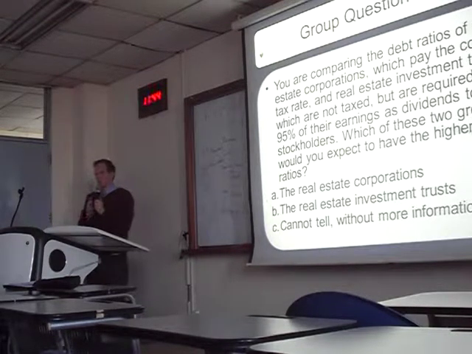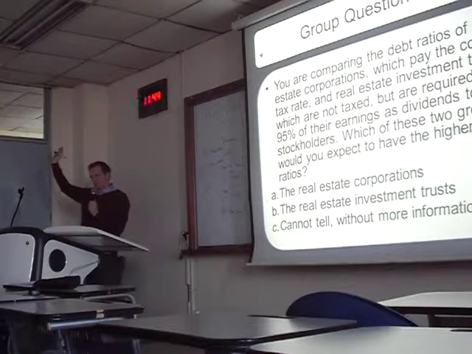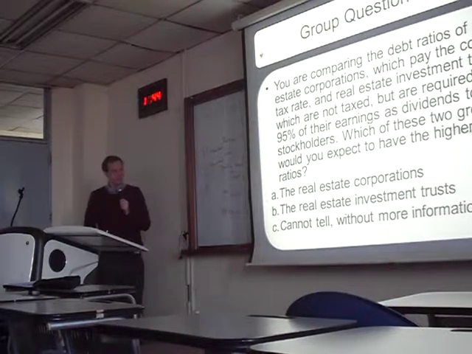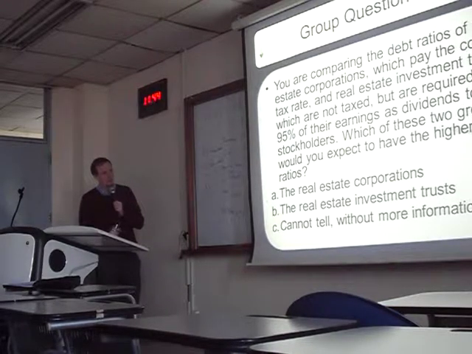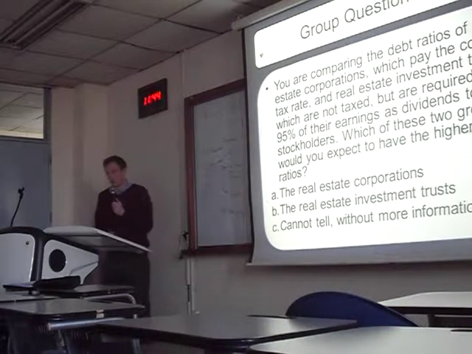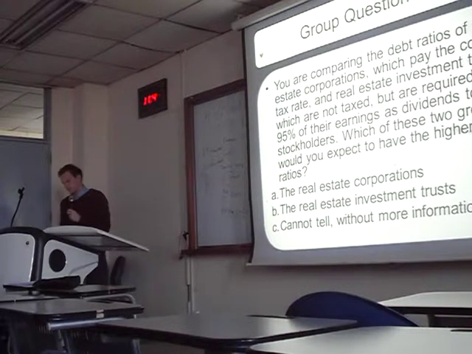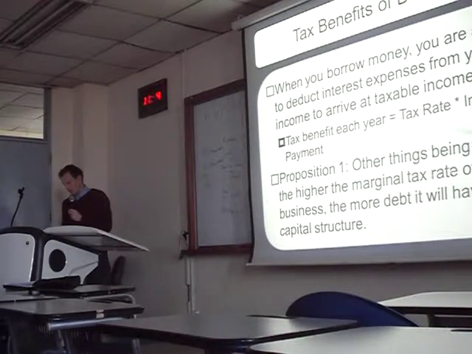Who is going to use more debt? A, hands up who thinks A. Hands up who thinks B. Okay, at least this time just one person put their hand up for B. Okay? So clearly company A gets the tax advantage from debt. So company A is going to use more debt. Okay? Correct answer is A.